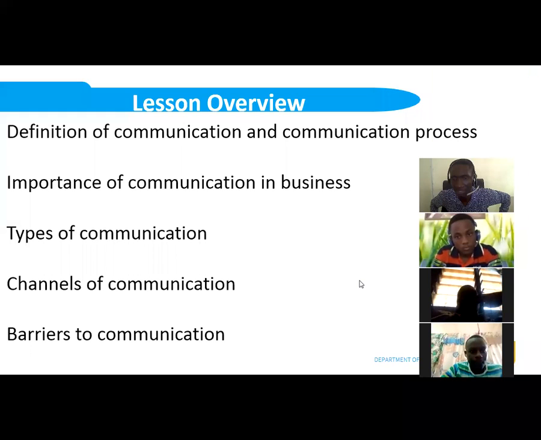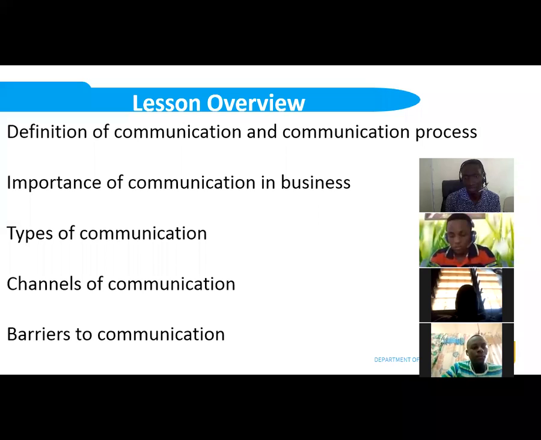We'll be looking at the definition of communication and the communication process. You'll also be looking at the importance of communication in businesses. We will look at the types of communication. We'll look at the channels of communication. And finally, we'll end with barriers to communication.